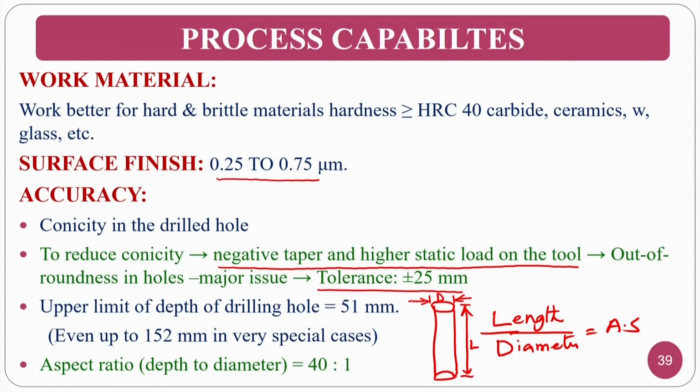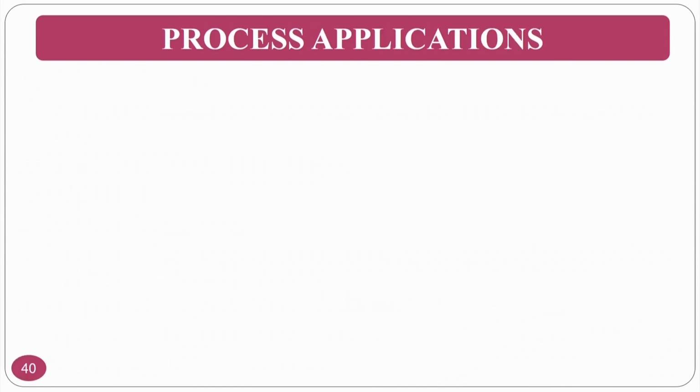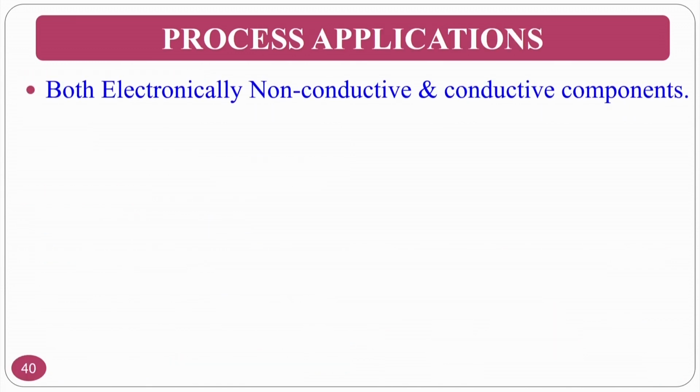Okay. So, this is nothing but the aspect ratio. So, some of the other process applications, if you see, both electrically conductive and non-conductive components can be done using this particular process. In electrical discharge machining and other processes, you can only machine electrically conductive materials.